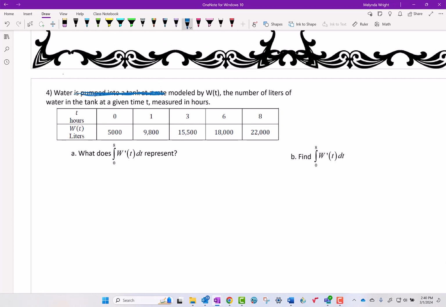It should say the table of values represent W of T. So this first part we want to cross out. The table of values represent W of T, which is the number of liters of water in the tank at a given time T measured in hours. Okay? Yes, I got a little crazy on my typing. So the table of values represent W of T, which is the number of liters of water in the tank at a given time T. Okay, so here we go.